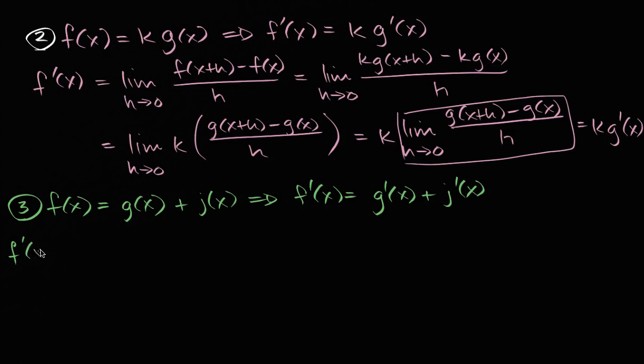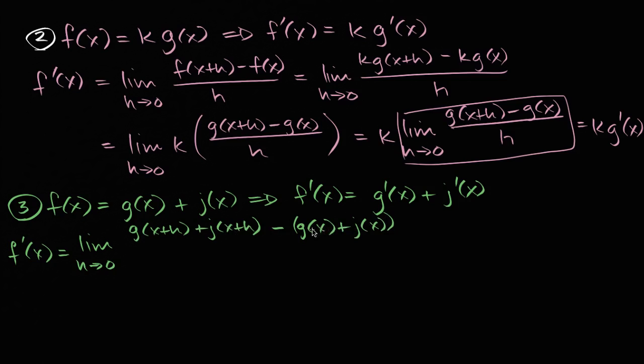So f prime of x is going to be equal to the limit as h approaches 0 of f of x plus h minus f of x. But what is f of x plus h? Well, that's g of x plus h plus j of x plus h. So that's f of x plus h minus f of x. So f of x is g of x plus j of x. Notice this is f of x plus h minus f of x, and we're going to put all of that over h. Well, what is that equal to? We could just rearrange what we see on top here.